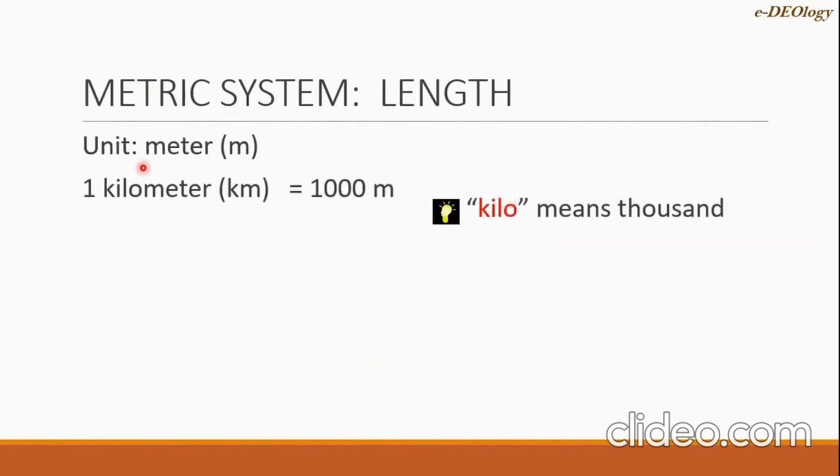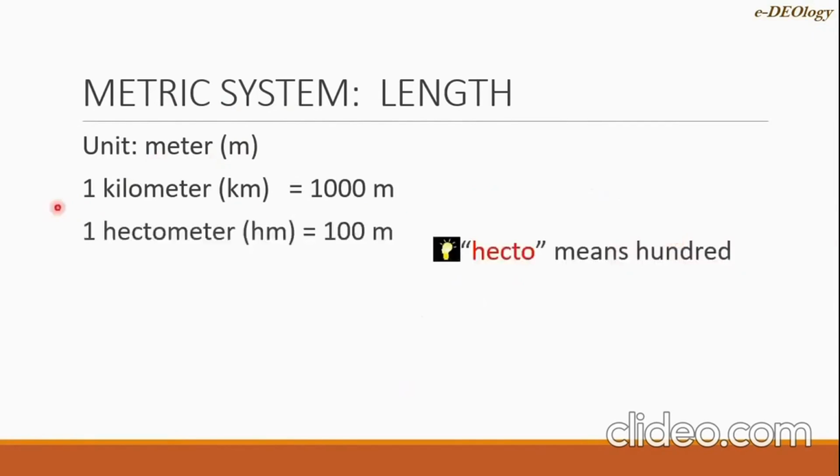Now let's go to the units. The first is kilometer with symbol km, and 1 kilometer equals 1000 meters. Take note that kilo means 1000. The next is hectometer with symbol HM. 1 hectometer equals 100 meters. Note also that hecto means 100.